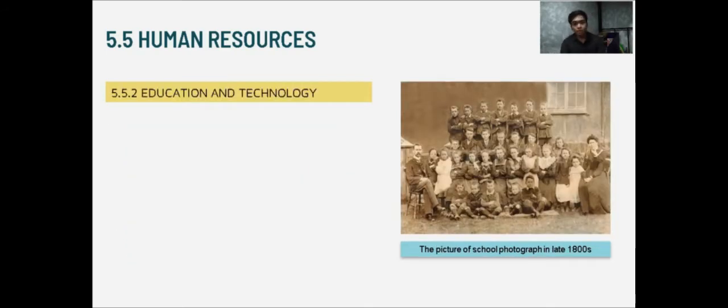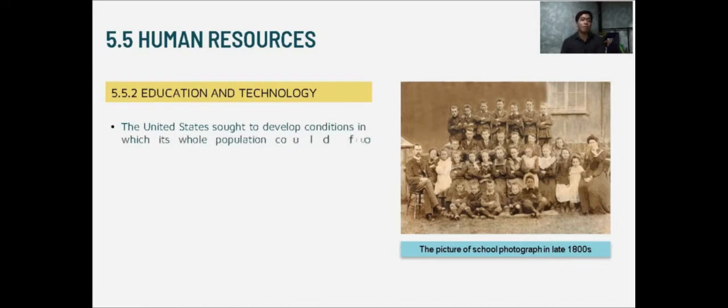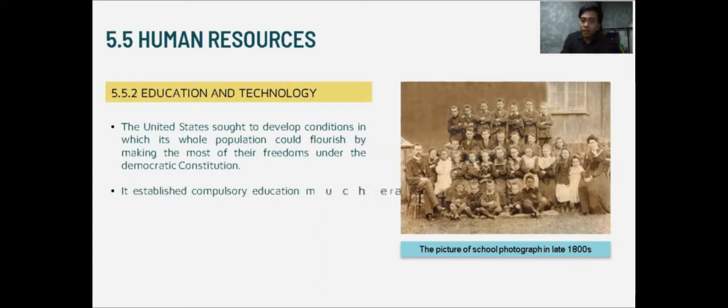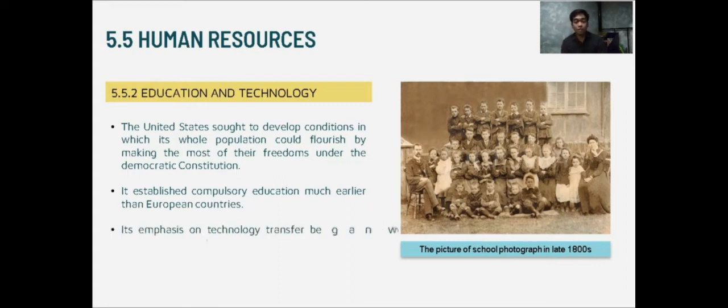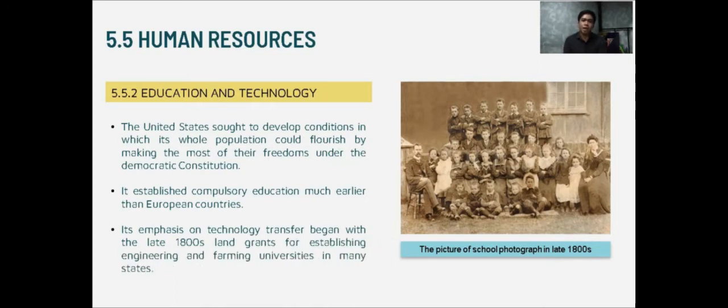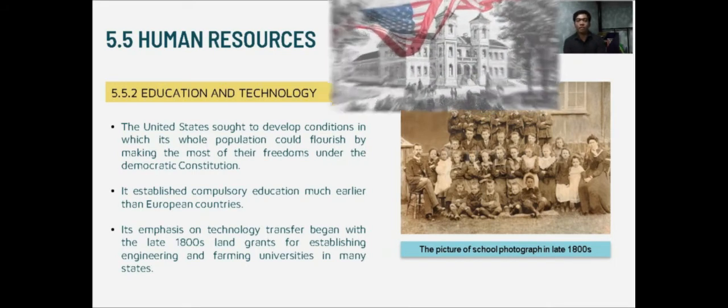Okay, now let's move on to education and technology. What are the education and technology? So the United States tried to establish the condition under which its entire population could prosper by making the most of its freedom under the democracy constitutions. It established compulsory education much earlier than Europe countries. It focused on technology transfer started at the end of 1800s, with land grants to set up engineering and agricultural universities in several countries.